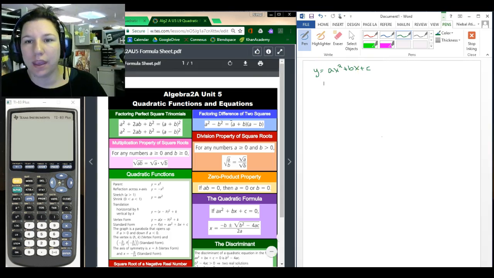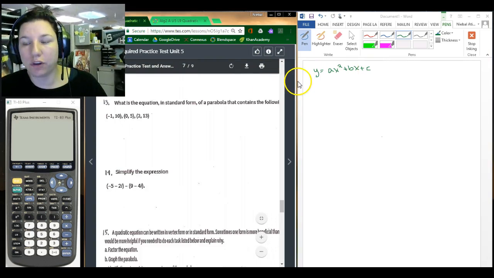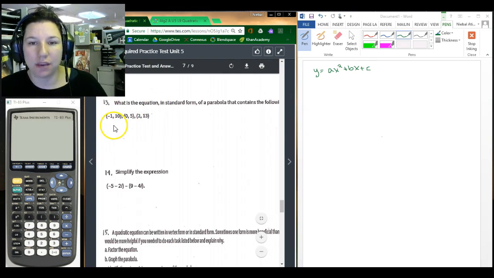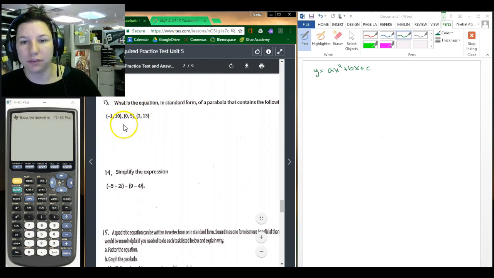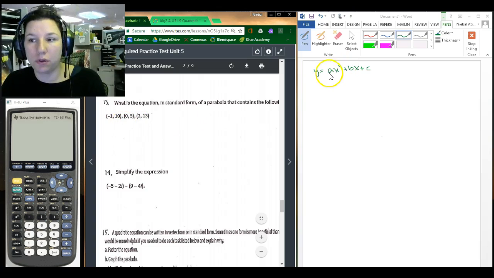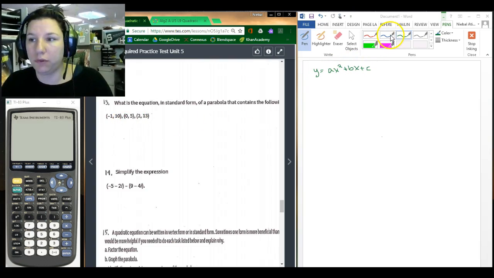Okay. And in order to write the equation in standard form, I need to know what A, B, and C are. They don't give me A, B, and C. They give me 3 sets of X and Y's. So this is X, this is Y, X and Y, X and Y. So what we're going to do is first substitute those into our standard form.